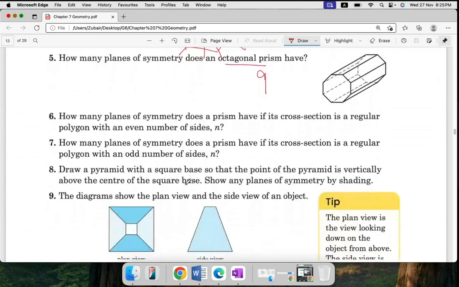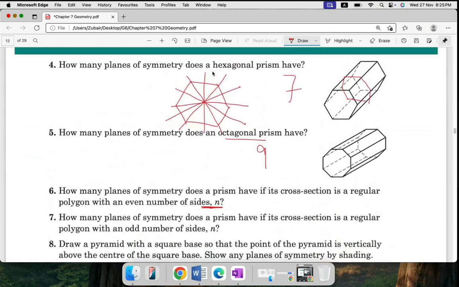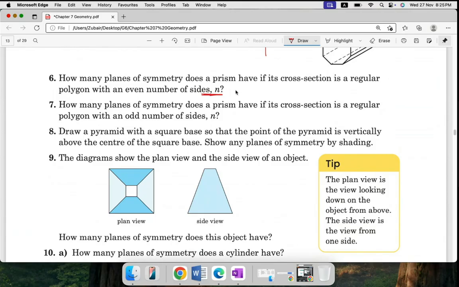How many planes of symmetry does a prism have if its cross section is a regular polygon with an even number of sides n? So if that's even, we just did 2. These were 6. So 6 plus 1 is 7. These were 8. 8 plus 1 is 9. So we will still have n plus 1 planes.